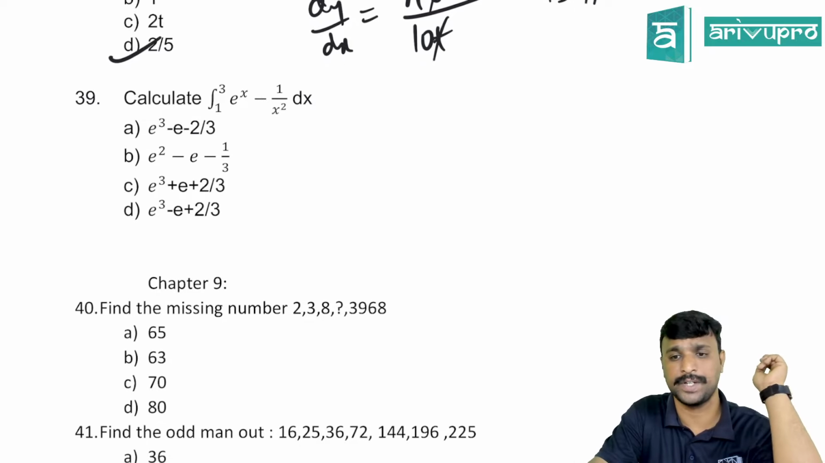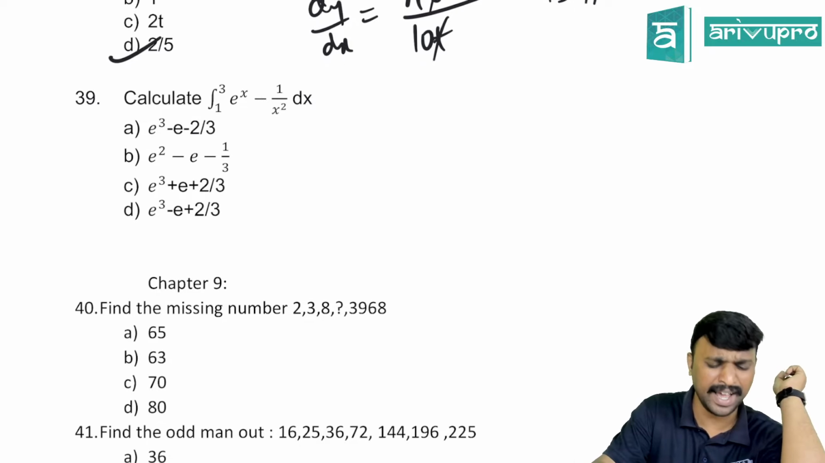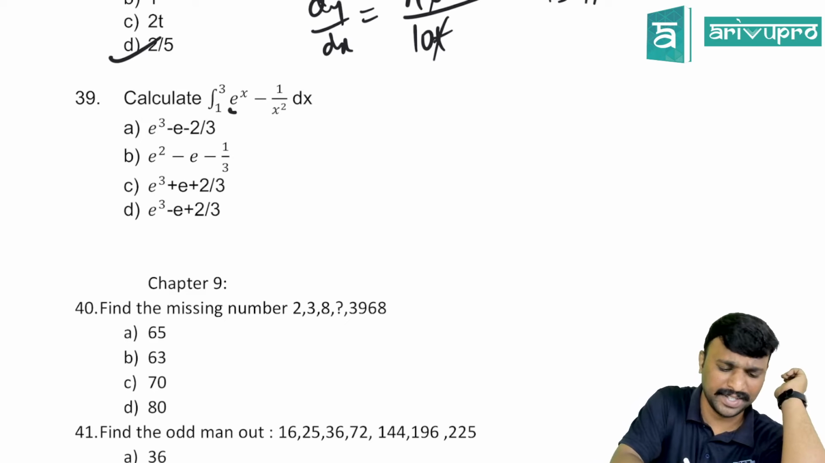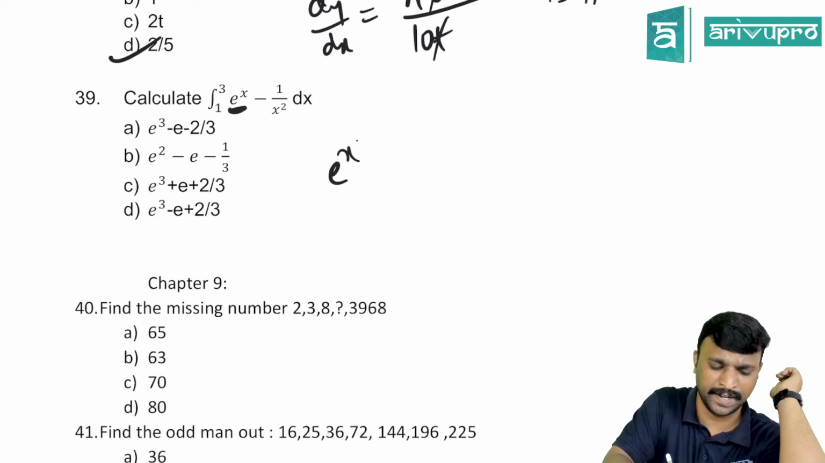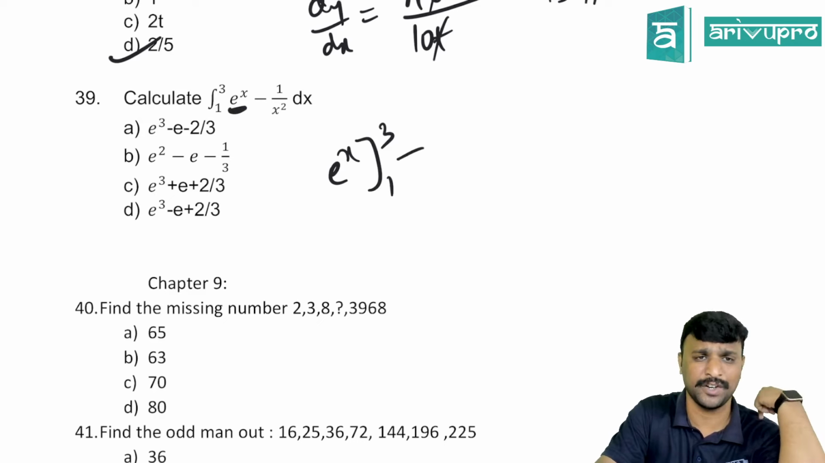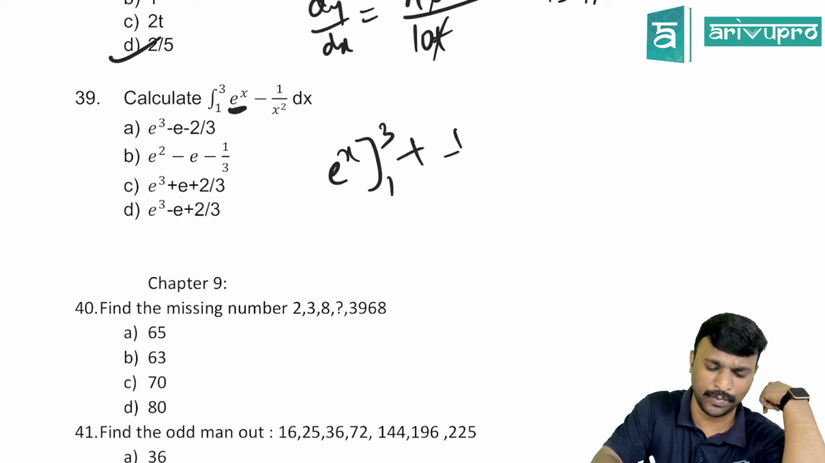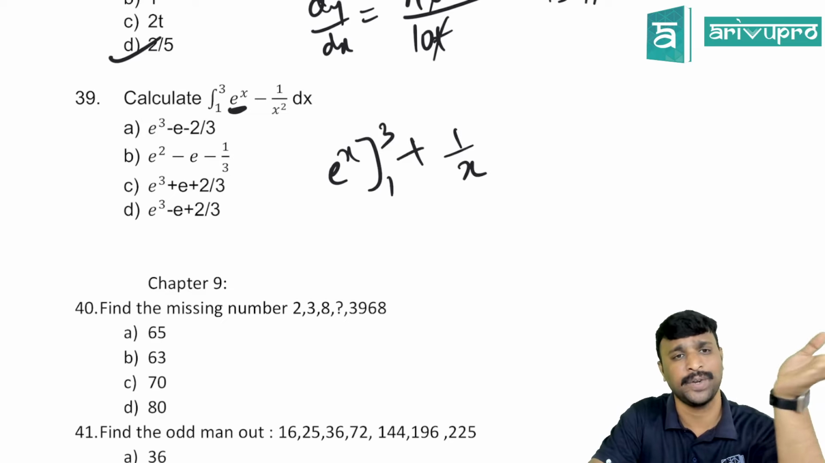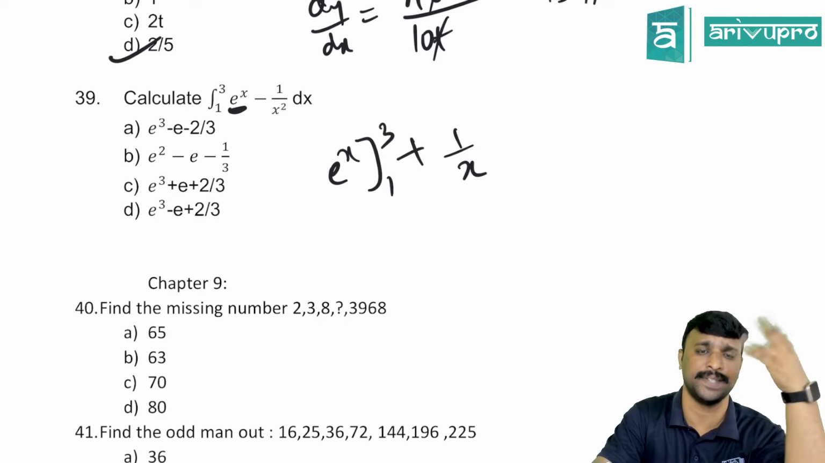Guys, look at the next question. Question number 39. Integration 1 to 3 e power x minus 1 by x square. Guys, what is integration of e power x? E power x itself, the limits are 1 to 3. What is integration of minus 1 by x square? Integration of minus 1 by x square is just 1 by x, because you know derivative of 1 by x is minus 1 by x square. So integration of minus 1 by x square is plus 1 by x.